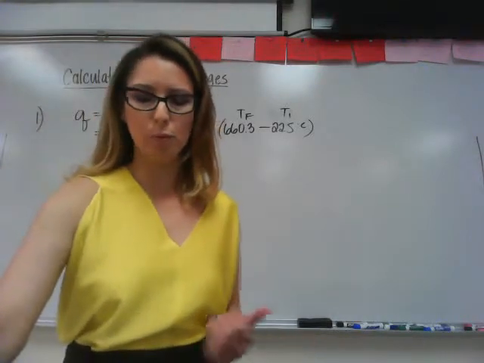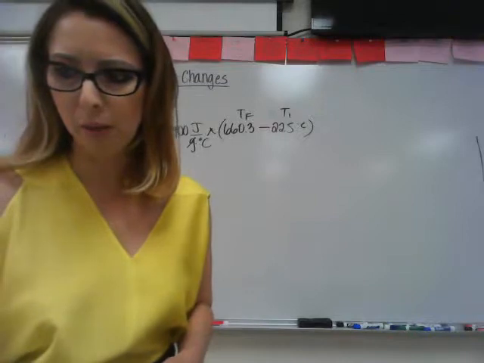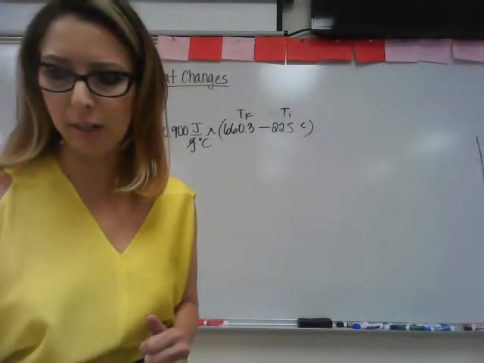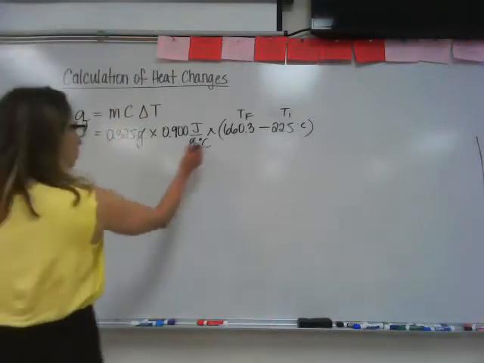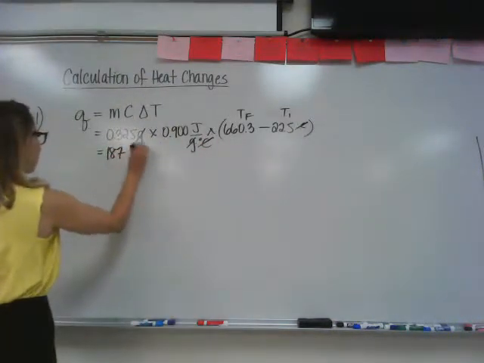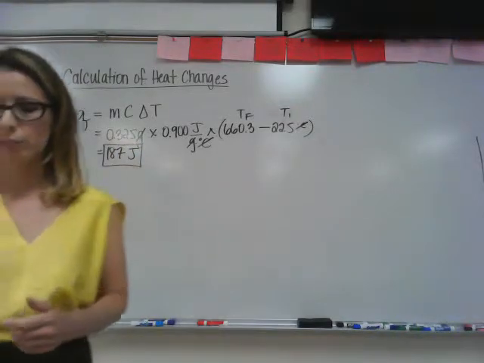I personally would round after you do this step. So if you multiply everything through, you're going to end up wanting 3 sig figs. So I got 187 joules. Agree with me on that? Yeah? Okay. So that was the first part.